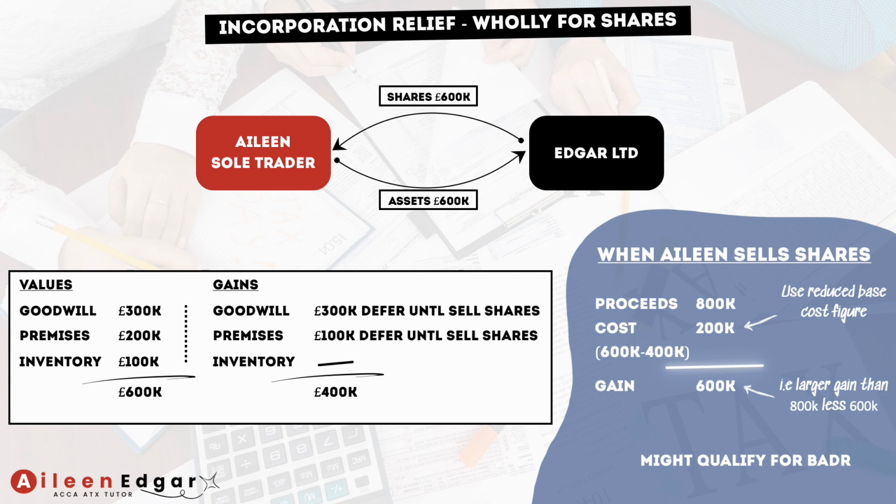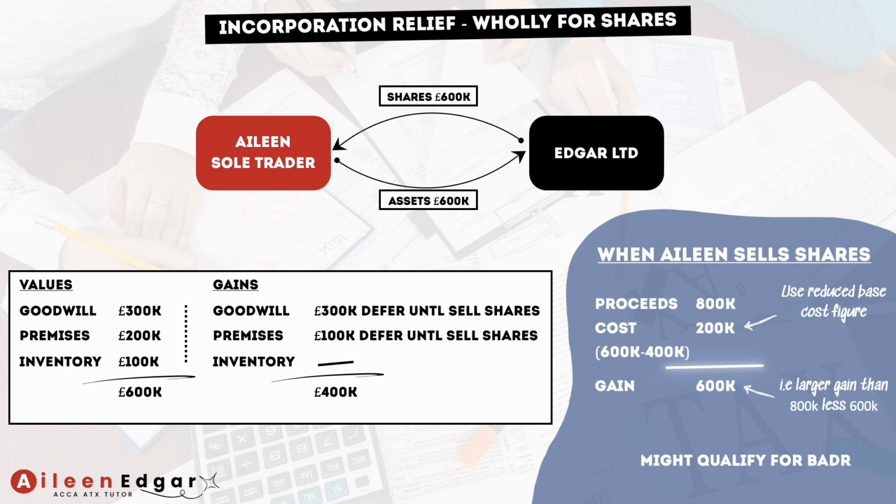So how much did the shares cost me? Well, they cost me £600,000 because I swapped the assets of my business, which were worth £600,000 at the time, for those shares. But in my gains computation, when I sell the shares, I'm not going to use 600,000 as the cost. Instead, I'm going to use a reduced base cost figure, which is found by taking that 600,000 real cost and deducting from that the incorporation relief of £400,000. So I'm going to use 200,000 as my cost to set against the proceeds that I get for selling my shares in the future.